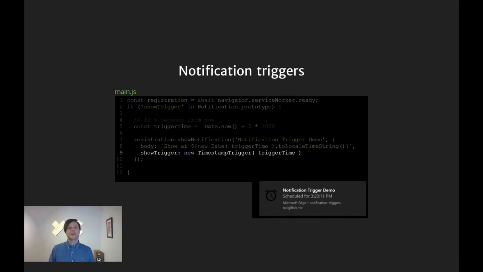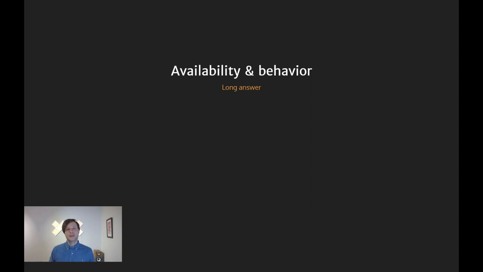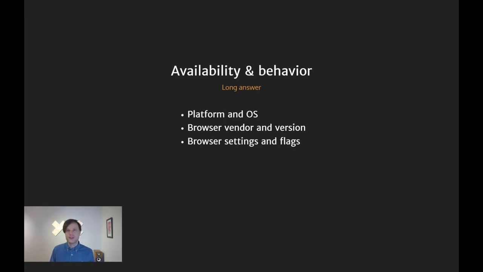So I hope I inspired you to have a closer look on background services and maybe on these two specific APIs. What about availability and behavior of these APIs on particular browsers and on particular operating systems? I have a long answer for you. It really depends. Platform and operating system, browser and its version, browser settings and even flags. And after all, origin itself and the fact is application installed or not. You can get all these details about every single browser and every single situation on the links I mentioned on this slide. But I have a shorter answer for you.